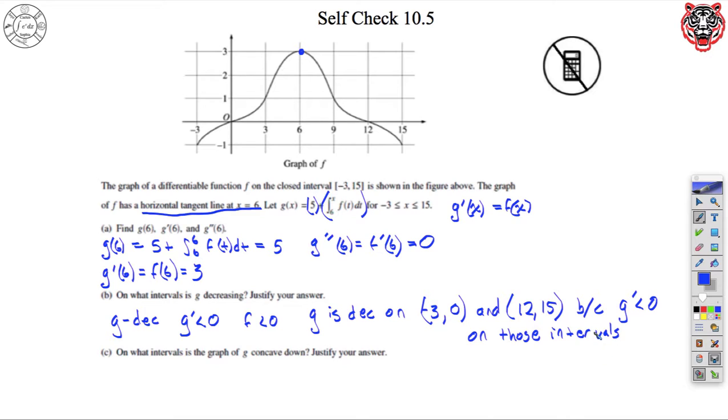Perfect. Questions on B? Did you say intervals? I might have said integrals. I meant to say intervals, as I wrote. Yeah. Sorry about that.